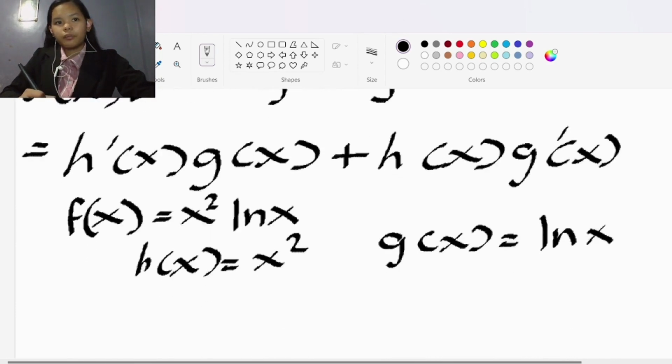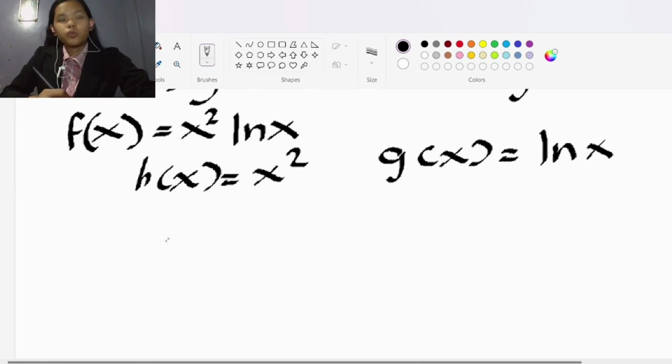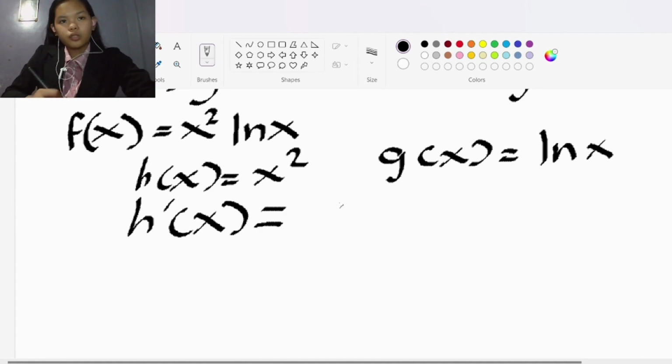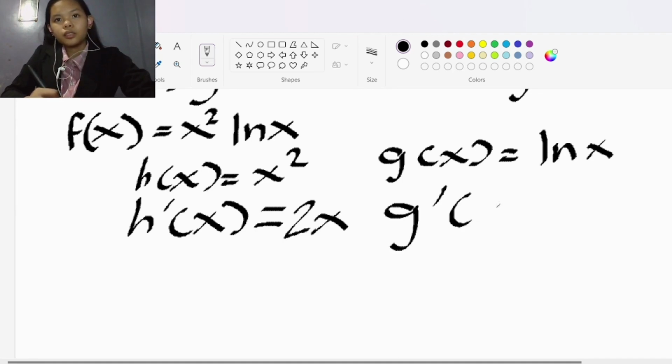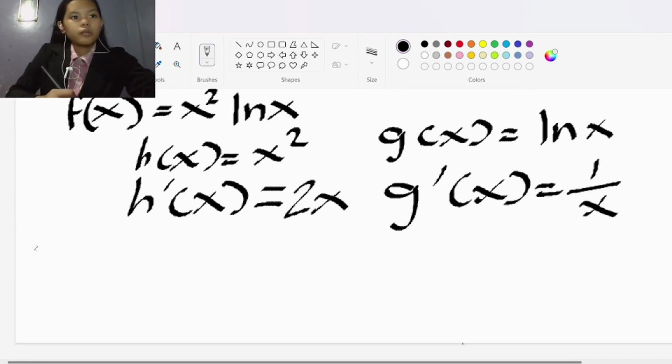Of course, we will give an example. f of x is equal to x squared multiplied by the natural log of x. So, first, we list the value of h of x and the value of g of x, and then we find their derivatives. The derivative of h of x, since h of x is x squared, will be 2x. While for g of x, the derivative of g of x will be 1 over x.